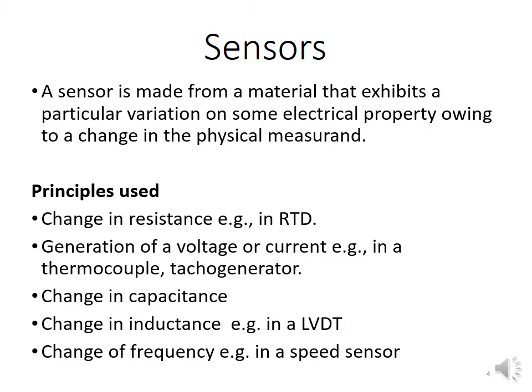Further principles listed are a change in capacitance, change in inductance, and a change in frequency. For change in frequency, we usually use this in speed sensors. So what happens is the frequency at the output of the sensor depends on the speed at which the sensor is being turned. Therefore, we can use that frequency to determine the speed that we want to measure.